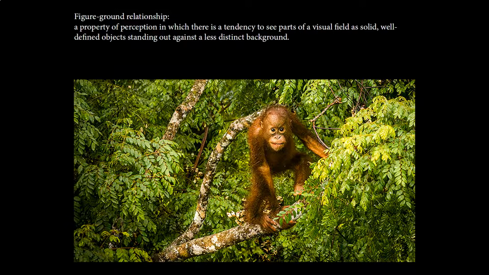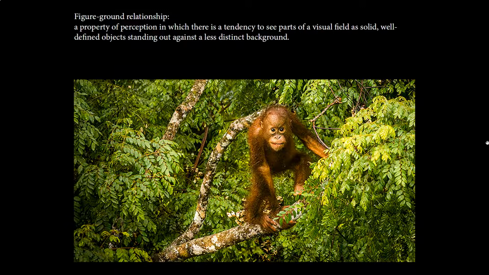And this is a property of perception in which there's a tendency to see parts of a visual field as a solid, well-defined object, and then everything else is a less distinct background. This again is, in evolutionary terms, a useful and efficient way of parsing out the visual information in front of you. Remember, your fovea can only pick up so much information, and your brain can really only process so much information at one time. So you're going to tend to foreground the object that you deem is important and background everything else.